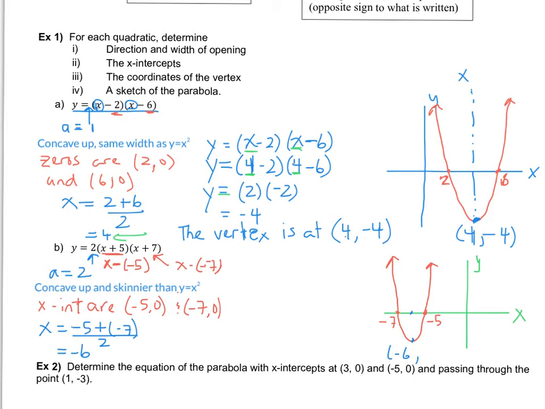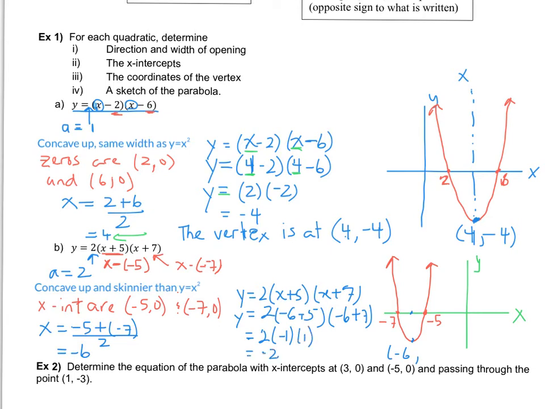vertex. So y was equal to 2 bracket x plus 5 bracket x plus 7. I'm going to replace those x's with the minus 6. So minus 6 plus 5 and minus 6 plus 7 will give us 2 bracket negative 1 times positive 1, which gives us negative 2. So our vertex is down here at negative 6 comma negative 2. Okay, so that's how we come up with that information and how we can use that to get our sketch.